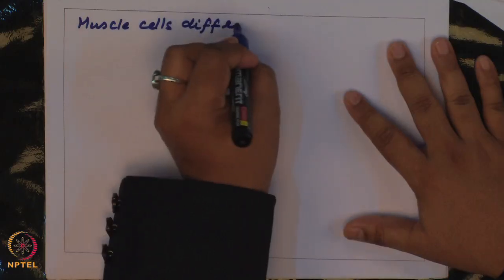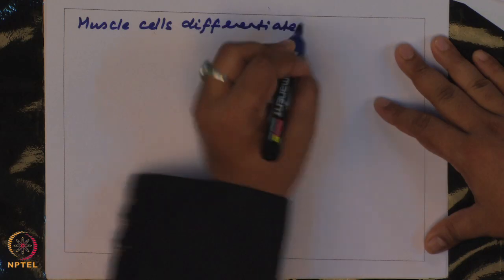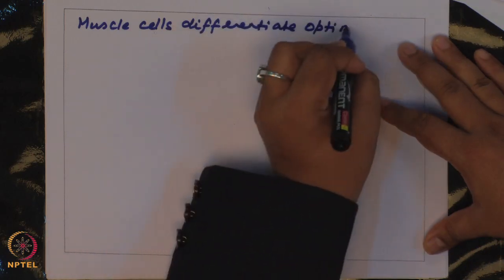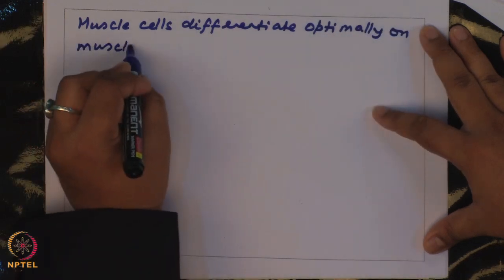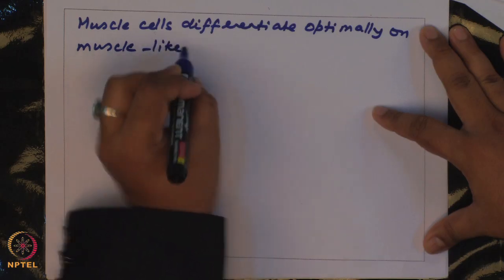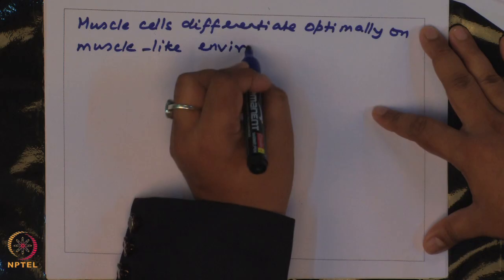Okay. So, this study suggested that muscle cells differentiate optimally on muscle like environments.